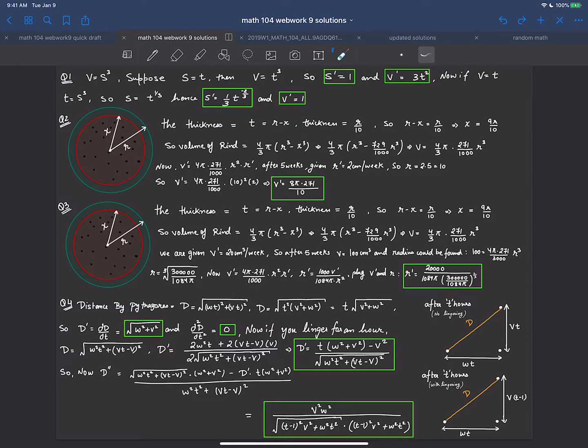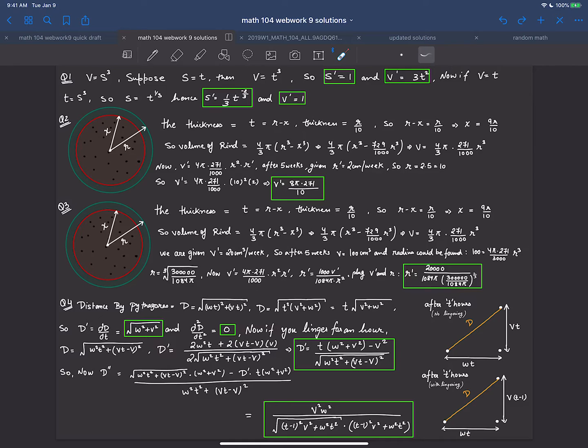You'll be figuring out a spot and your friend has already left. You start an hour later, and then you have to find out what the distance between you guys is going to be. Okay, so now when the person left, after t hours, the distance for that person is just going to be wt, because that person is still traveling like it was supposed to be in the previous case.